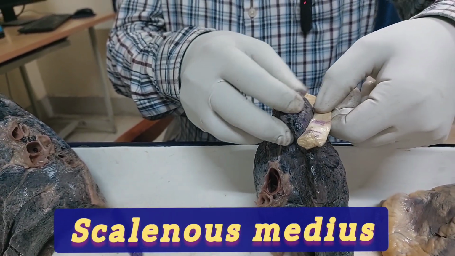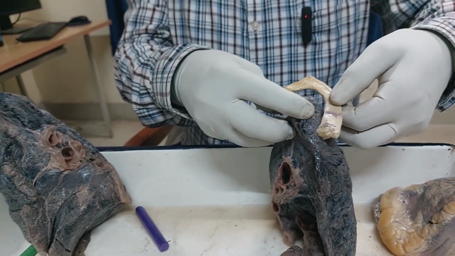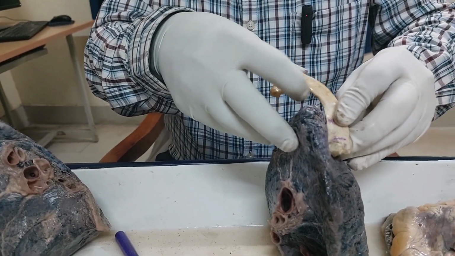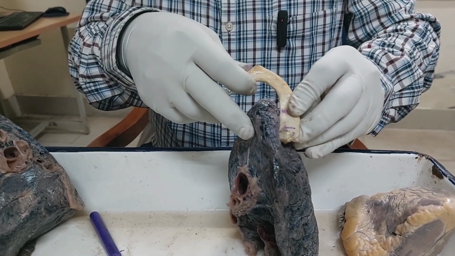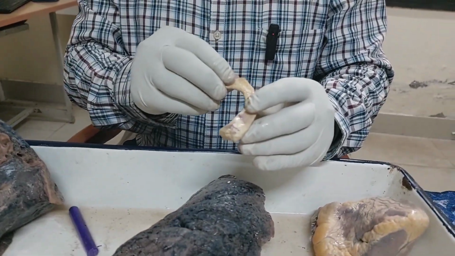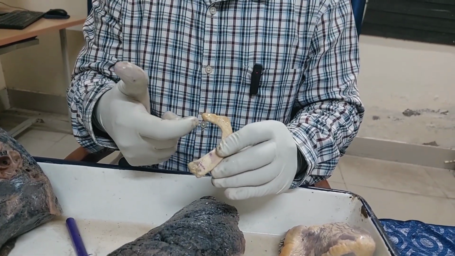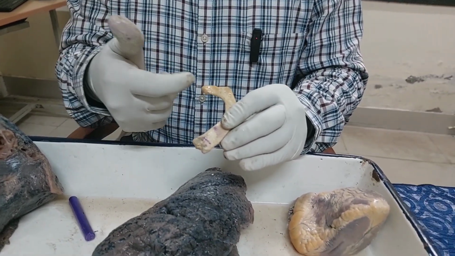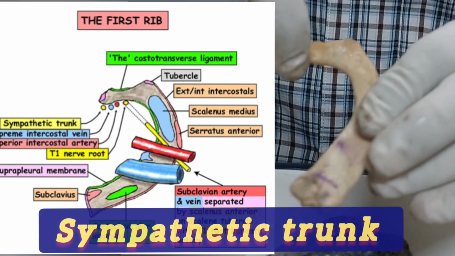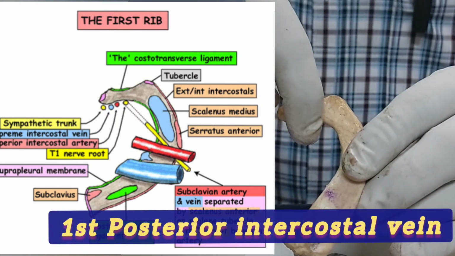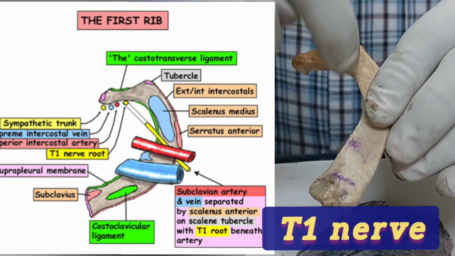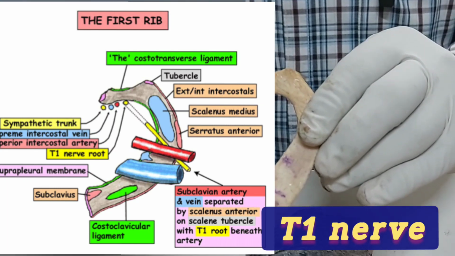So this muscle will be related on the lateral side of the apex, and when you come to the posterior side is the neck of the first rib. So this neck of the first rib is related to some important structures. This is very commonly asked. When you are asked to hold the first rib, most examiners ask what are the structures related to the neck of the first rib, and the structures are, from medial to lateral: sympathetic trunk, first posterior intercostal vein, superior intercostal artery, and ascending branch of anterior ramus of first thoracic nerve.